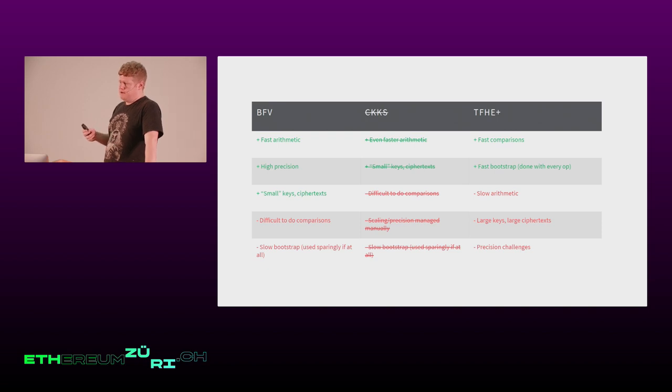Unfortunately, there's issues with precision. So if you want to use 32-bit integers or something of approximately that size, your arithmetic is going to be kind of slow and performance will be affected. You also have fairly large keys, and you can have large ciphertexts if you use TFHE.